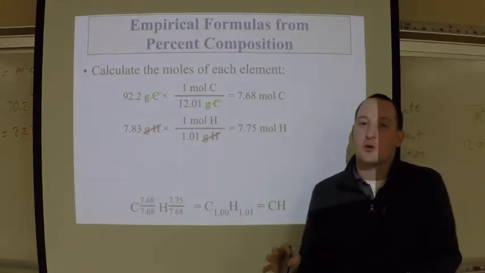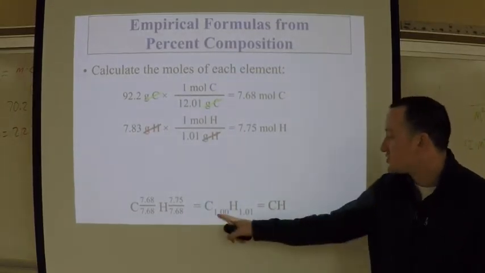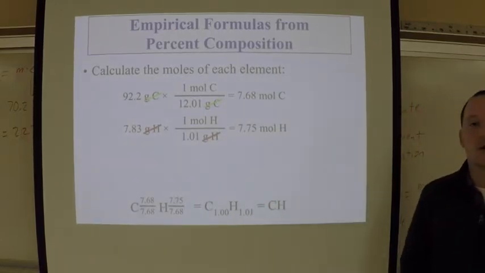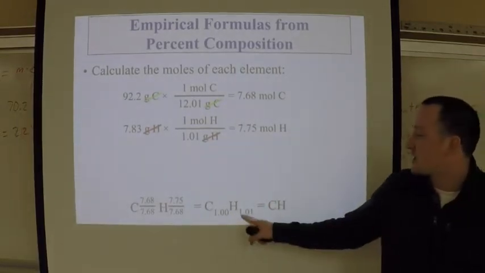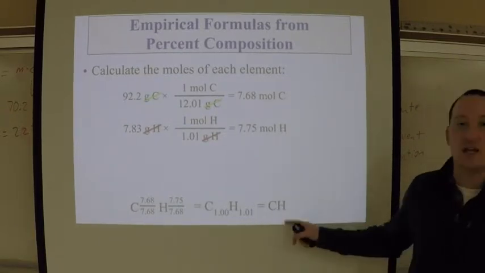C1H1.01. When you have numbers that are really close, you just assume that there's 1. So that means my empirical formula would be CH. Now if this was like 2.01, I would assume that it was 2, making this CH2.